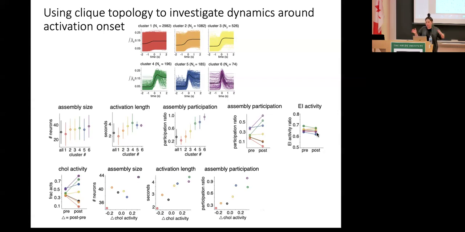That balance stays the same across the activation onset. But what we do see a really dramatic difference in is the cholinergic activity after onset. Before onset, we see all of the clusters have similar cholinergic activity, but after onset, this bottom row of dynamic profiles has much more cholinergic activity.